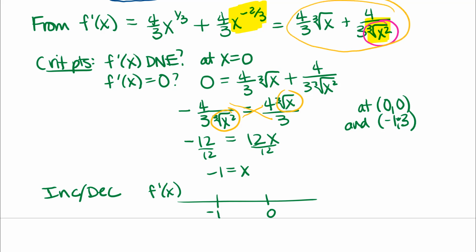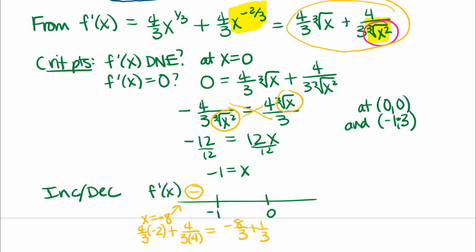So when I plug in a negative number, like for example, x equals -8, I chose that because it's a perfect cube root. So when I plug in x equals -8 into my first derivative, it's maybe a little bit of work here to think about what you're going to get. So I'll have 4/3, and then cube root of -8 is -2, and then plus 4/3, and then cube root of -8 squared. So cube root of -8 is -2, and then when I square that, I'll get +4.